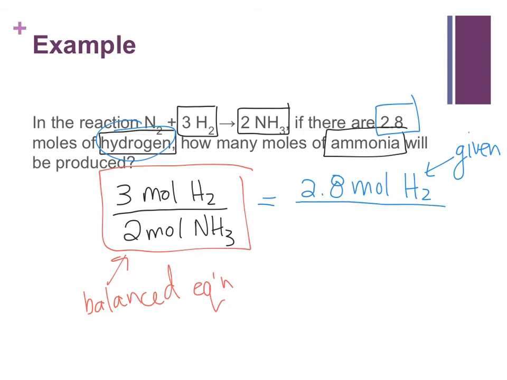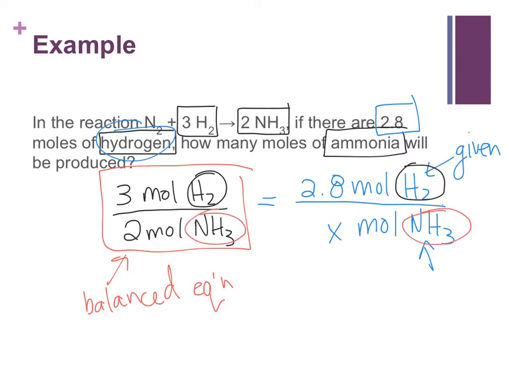And then we're going to divide it by what we're trying to find. So we don't know what the number of moles of ammonia is. We'll just put in X for that. So this is what we're trying to find. Make sure that whatever you have on the top here matches on the top of the other side. Whatever you've got on the bottom here matches up with the bottom on the other side.